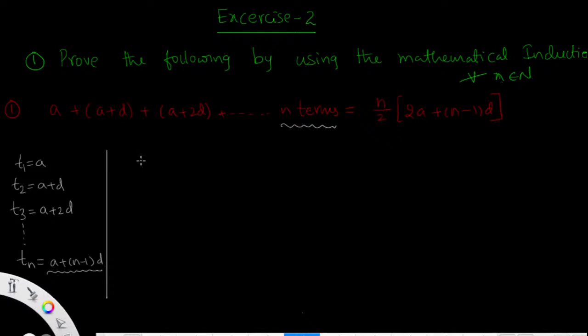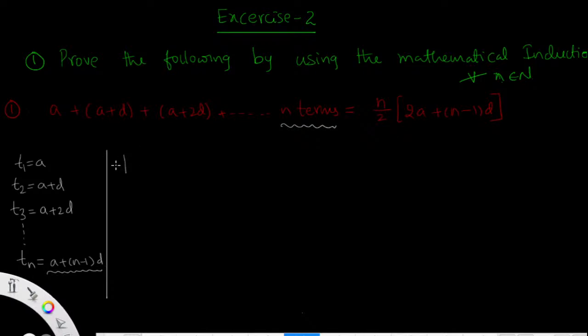So, the first basic step: assuming the statement, a plus d, a plus 2d, and so on, the last term is a plus (n minus 1) into d. The total summation, sigma of all these terms, should be equal to n by 2 into (2a plus (n minus 1) into d). This we have to prove. We have to prove whether the statement is true or not.